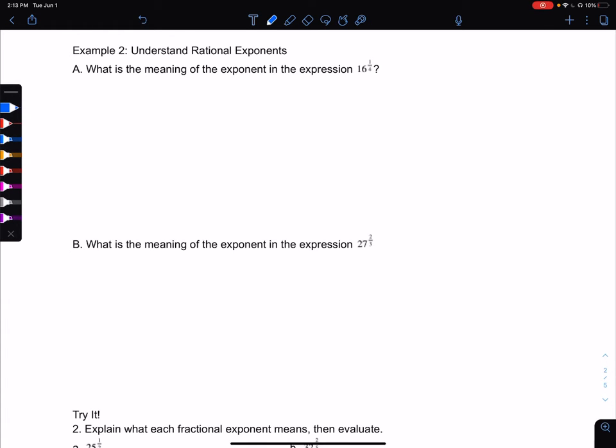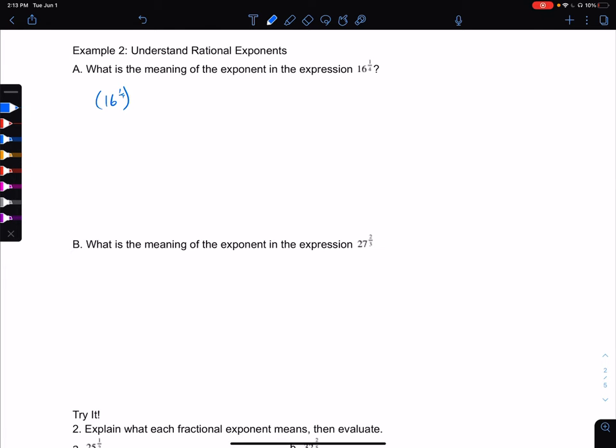In this video, we're going to look at example 2, where we understand rational exponents. So in part A, what is the meaning of the exponent in the expression 16 raised to the 1/4 power? Just bear with me on this. This isn't exactly how you would do this normally, but I want to show the process of the thinking behind this. So we have the expression 16 raised to the 1/4 power.